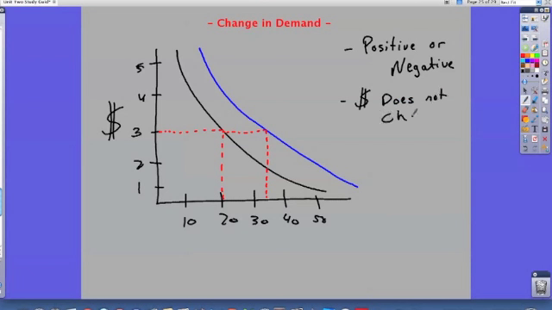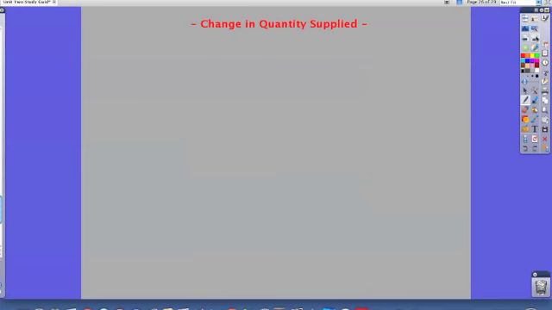The big thing, also remember, price is not going to change at all. Price will stay the same. And like I said, there are 6 things that can change that. I'm not going to go into those right now because that would take a long time, and I know you don't want to sit there and listen to me talk about them again.